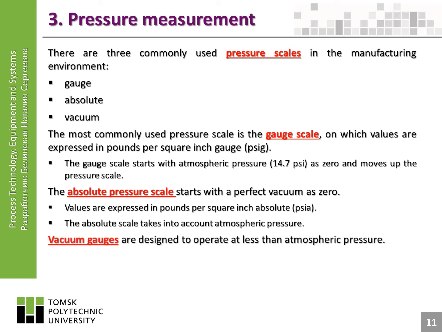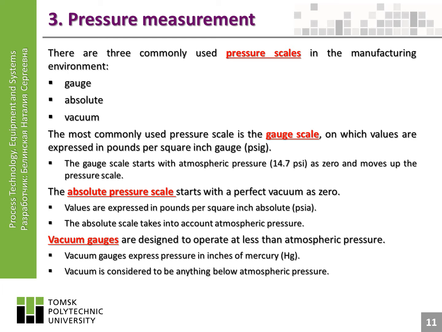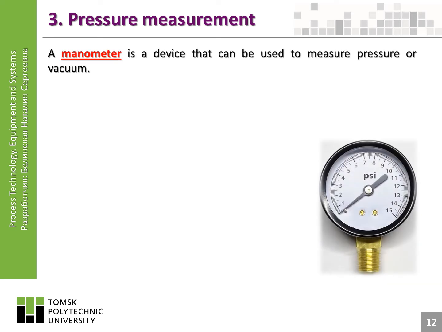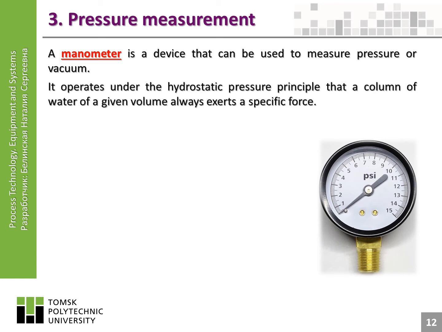Vacuum gauges are designed to operate at less than atmospheric pressure. Vacuum gauges express pressure in inches of mercury. Vacuum is considered to be anything below atmospheric pressure. A manometer is a device that can be used to measure pressure or vacuum. It operates under the hydrostatic pressure principle that a column of water of a given volume always exerts a specific force. The liquid level of the water indicates the pressure.